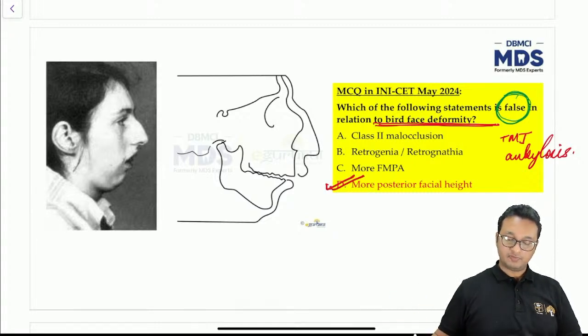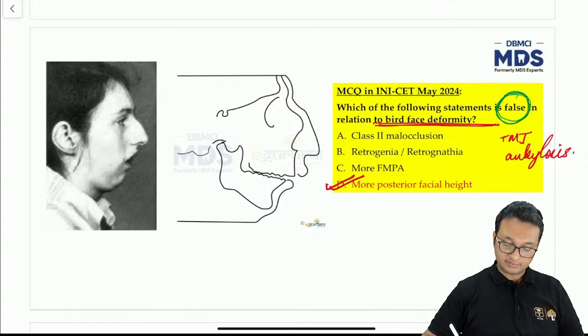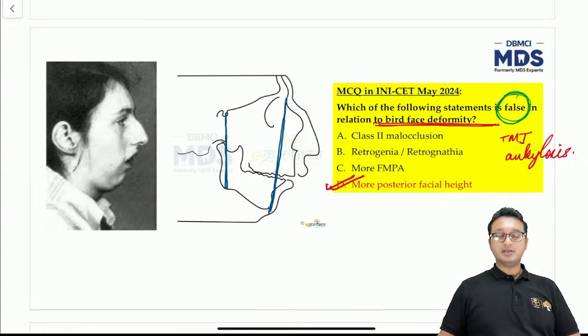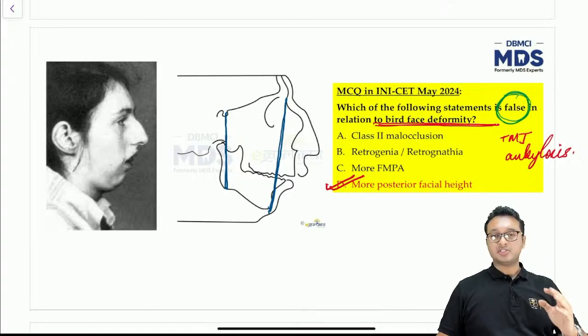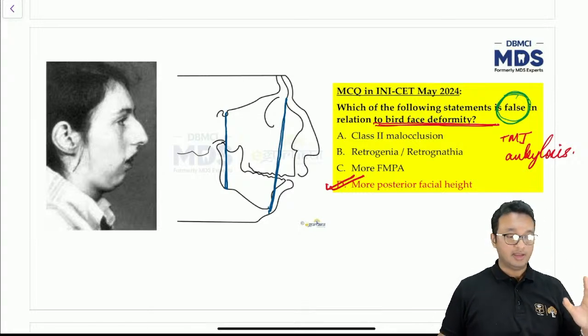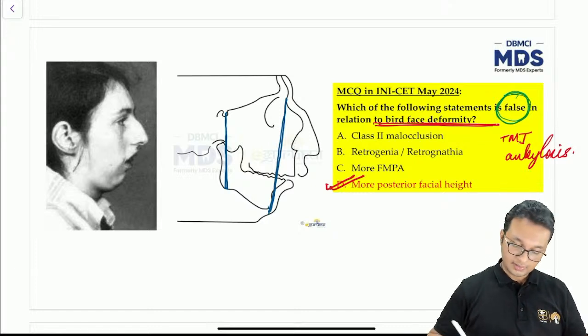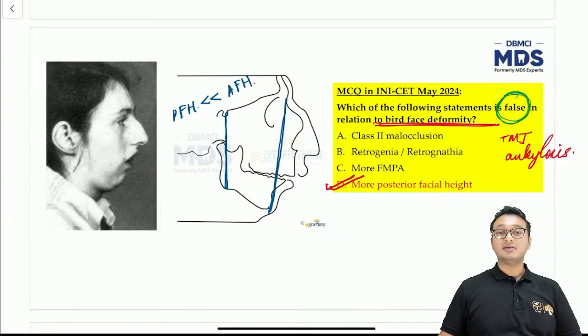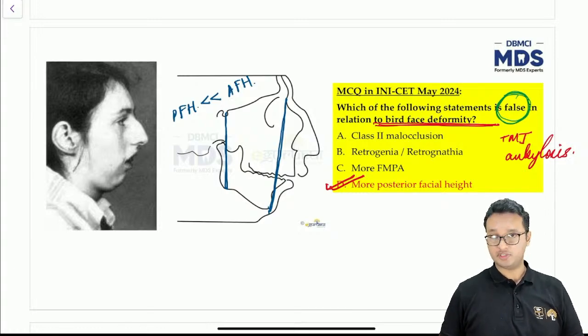What happens in bird face deformity? The posterior facial height is measured from sella to gonion, and anterior facial height is measured from nasion to menton, right? So such patients have a severe vertical growth pattern, and whenever you have severe vertical growth pattern, the posterior facial height is very less than anterior facial height. So we have less posterior facial height in patients suffering from bird face deformity, not more posterior facial height. All right.